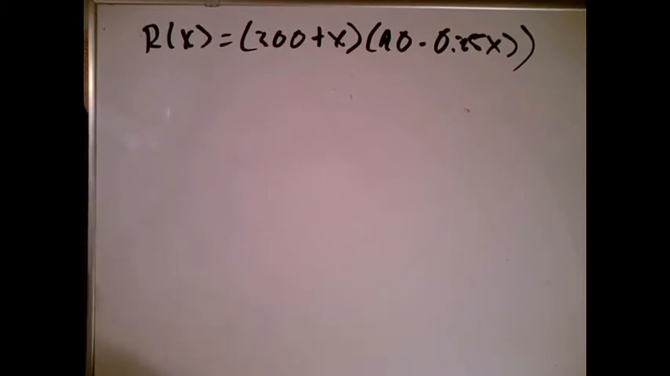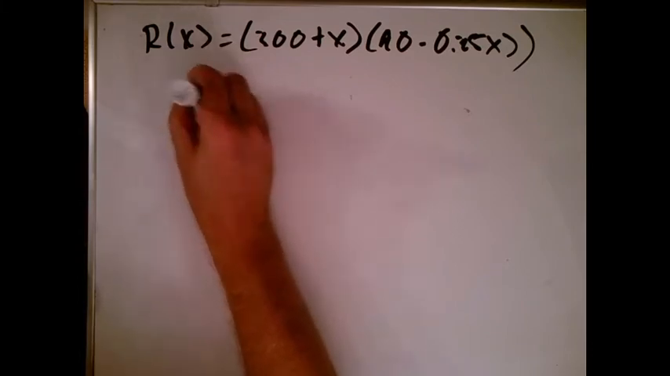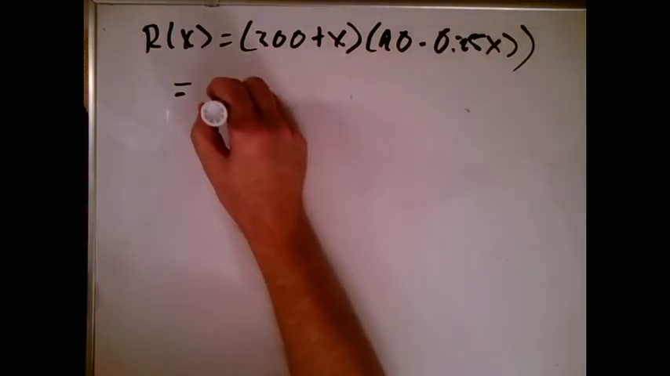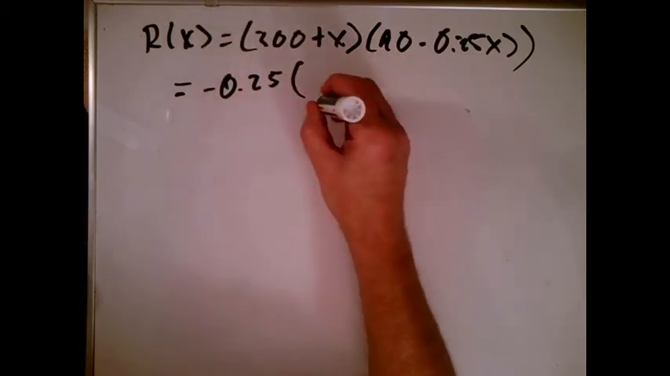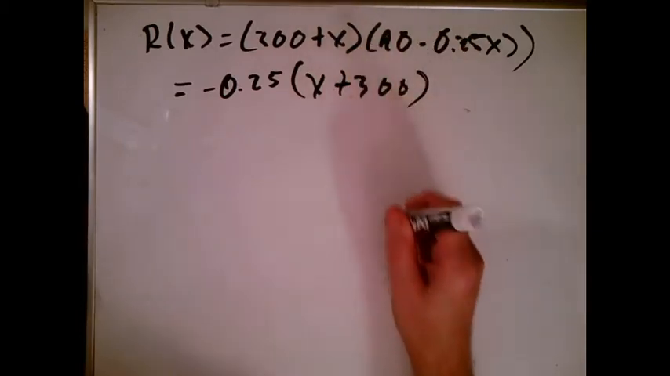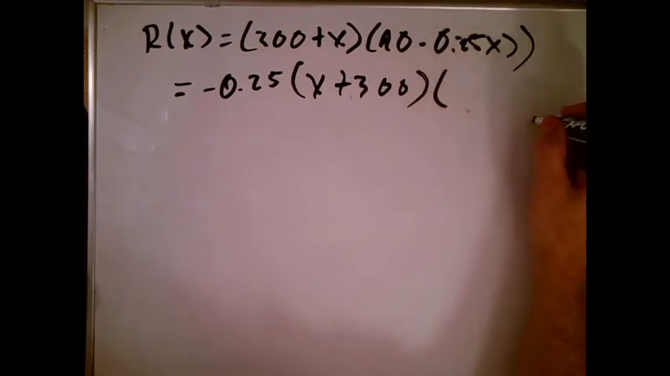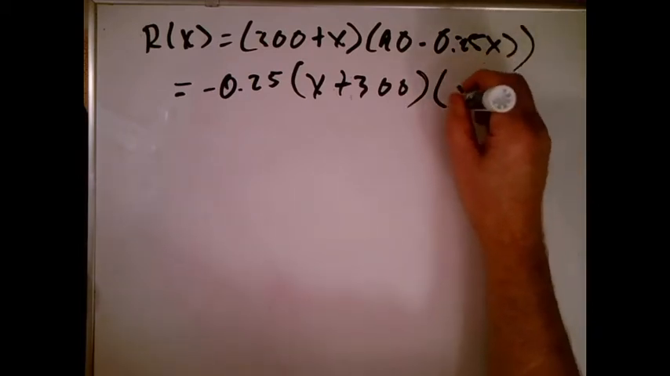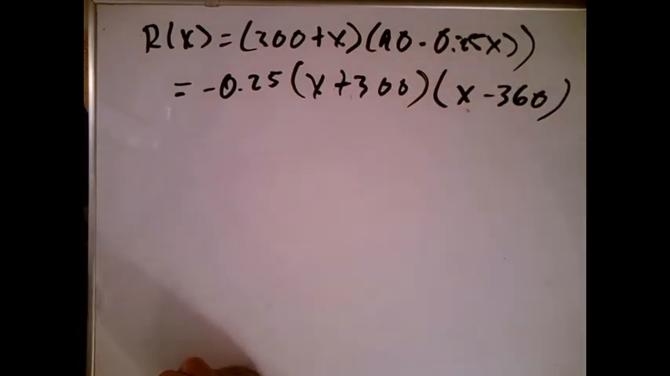Now, I'm going to simplify this a little bit so it looks better. Let's see here. What could I possibly do? I'm going to pull a minus 0.25 out the front. That's not going to affect the x plus 300. That is, however, going to change this. If I take 90 and divide it by minus a quarter, what I get is minus 360. So this is going to be something like x minus 360, like that.